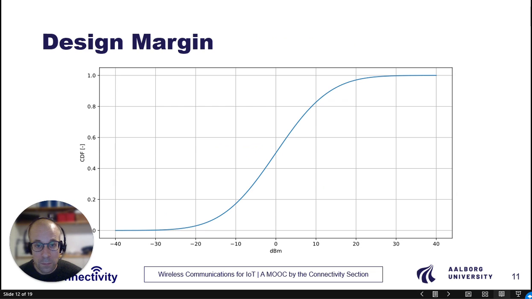If we take the same normal distribution as before and plot it as a CDF, here I've put in an x-axis relative to the mean value, because that would be convenient in a minute. If we design for an outage probability of 20%, you can see this horizontal line at 20%, and it intersects our CDF with a distance to the mean value of approximately 9 dB.